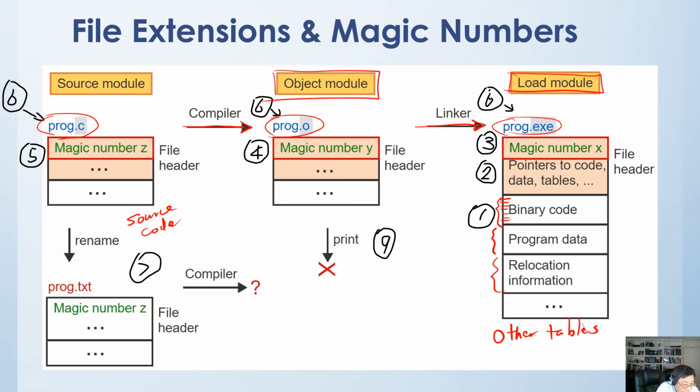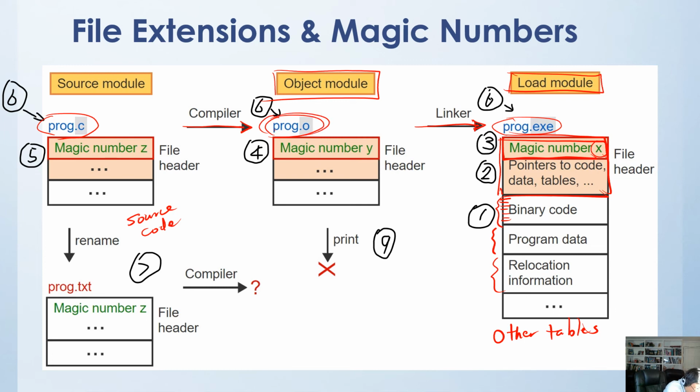Now in the load module, there's a file header. The file header tells about the type of file and which program can actually perform the operation on this particular load module. At the very beginning, there's a magical number X. This magical number X tells the operating system that this is an executable file.